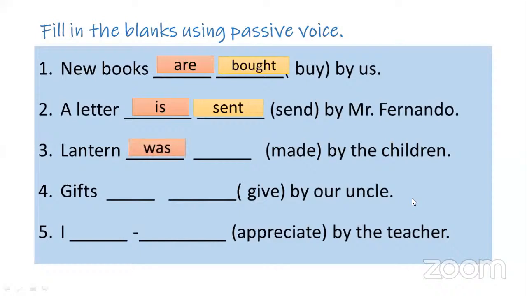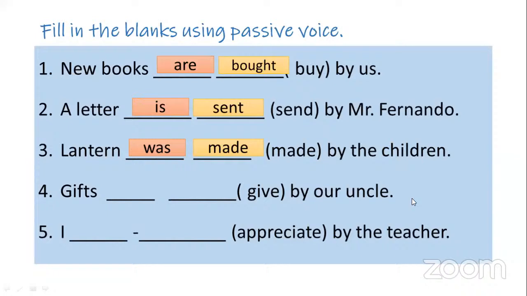Lantern was... because made. Made is a past tense verb, so we have to use was or were here. Lantern is singular, so we use was. Lantern was made by the children.